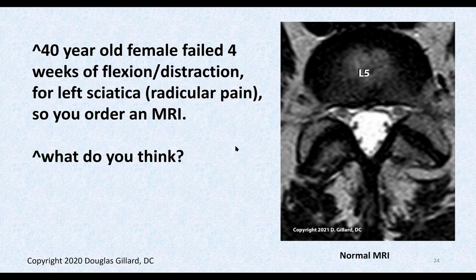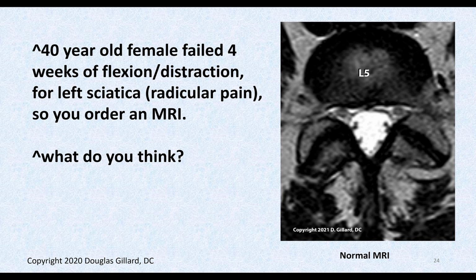All right, let's do another case. You're going to see a case like this probably every week if you're really busy. Especially if you work in a multidisciplinary environment, you're going to see this all the time. 40-year-old female, she failed 4 weeks of chiropractic flexion distraction, or Cox flexion distraction. Continued to have pain down her leg in a dermatomal-like pattern. That's called radicular pain, when the pain is just to the outside of the leg or the inside of the leg. If the whole leg hurts, it's not radicular pain. There's something else going on.